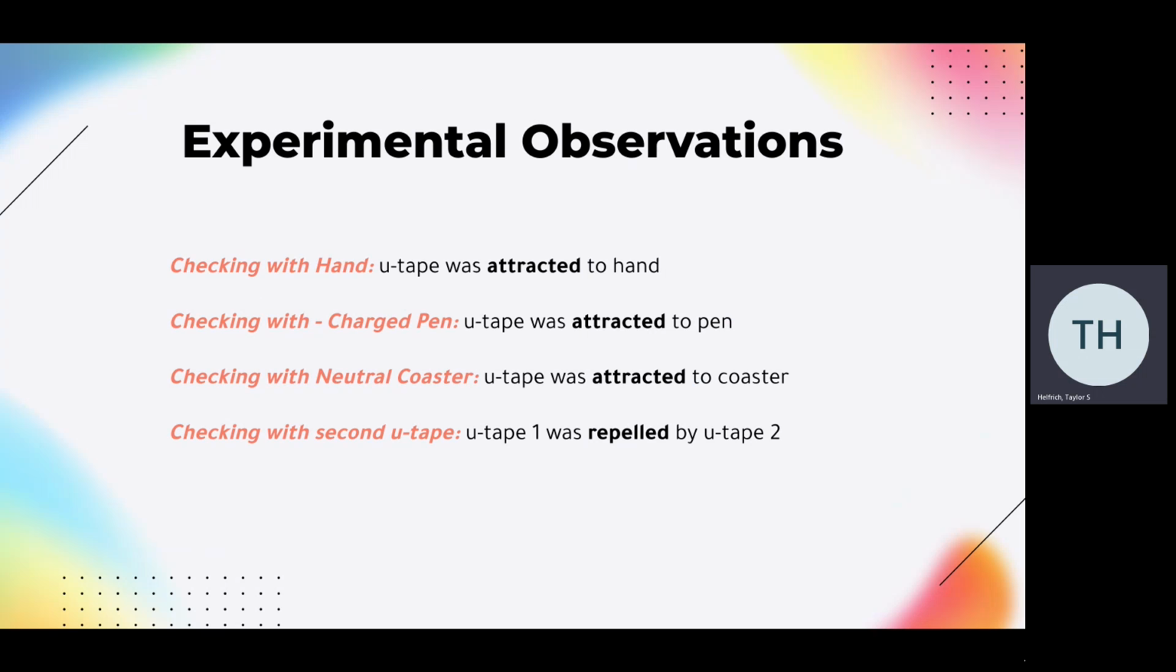So some experimental observations is that when we checked with the hand, pen, and coaster, the U-tape was attracted to all three of these, but it was repelled by U-tape 2.